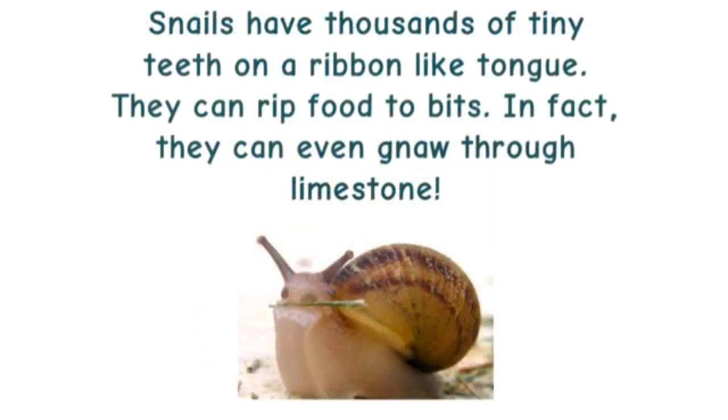Snails have thousands of tiny teeth on a ribbon-like tongue. They can rip food to bits, में कर लेते हैं अपने खाने को, and in fact they even gnaw through limestone. Gnawing is to bite a bone. जब हम उसको बार बार काटते हैं, to bite a bone.